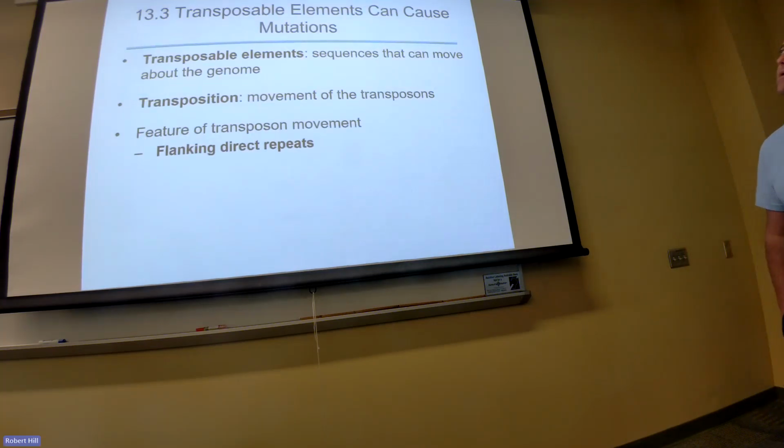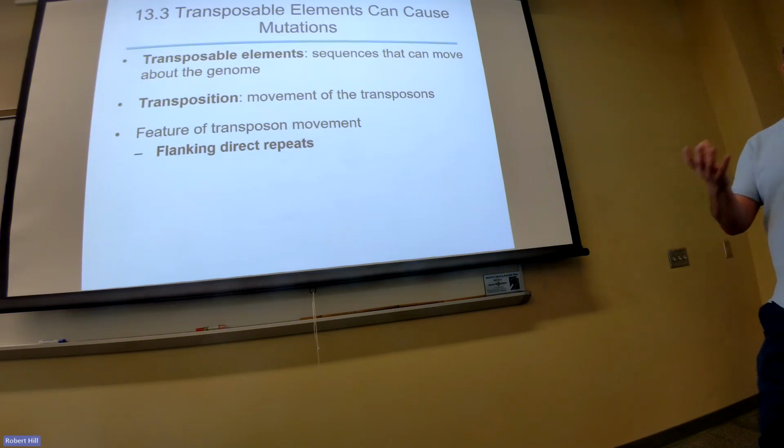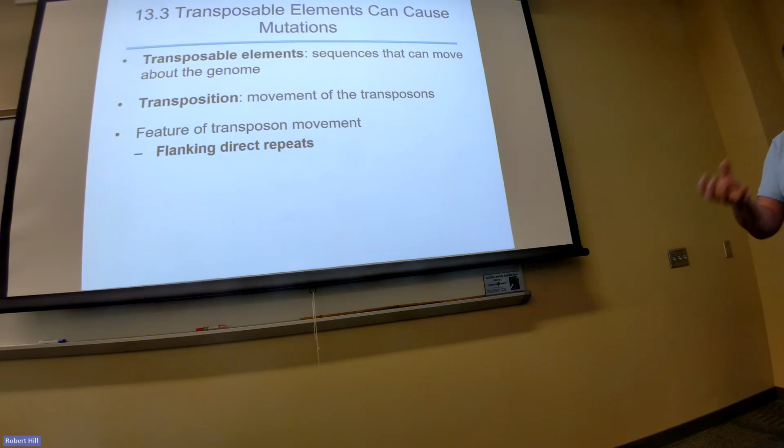Okay, so 13.3 goes over transposable elements, right? These we talked about a few chapters back. This is when large pieces of DNA move about the genome, right? They'll move from one chromosome to another, or move within the same chromosome. The pieces that are moving are called transposons. The movement event is a transposition. Okay?